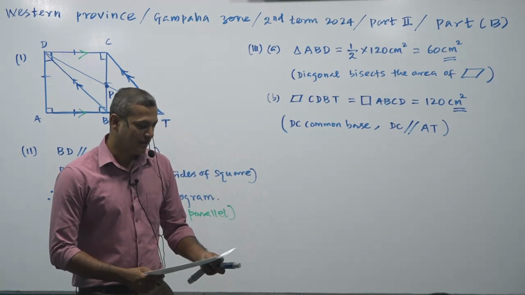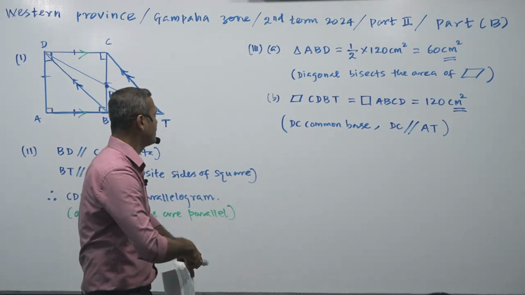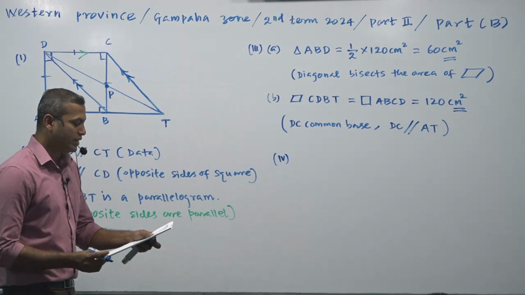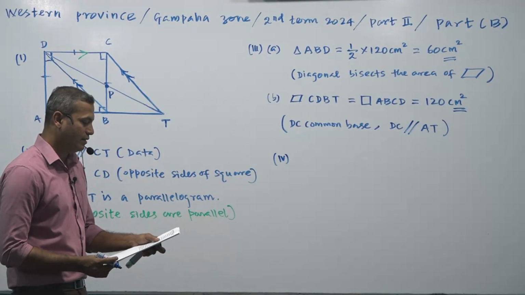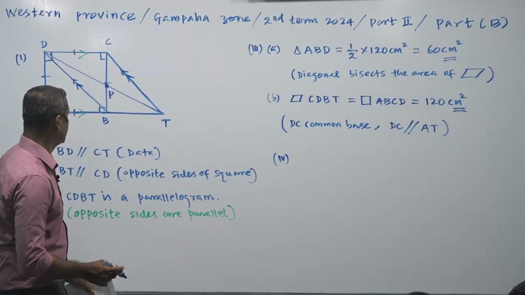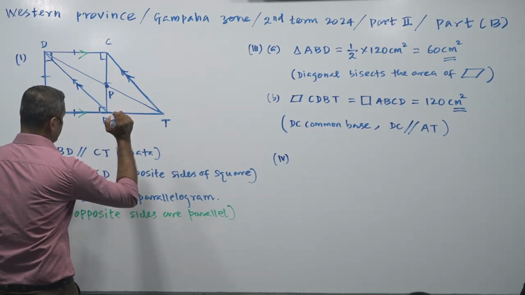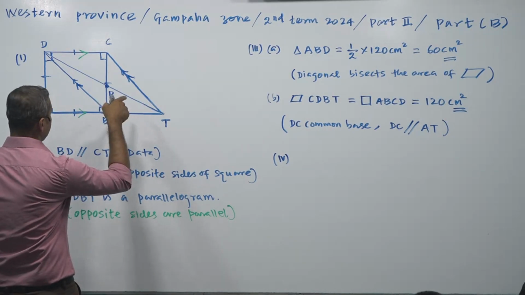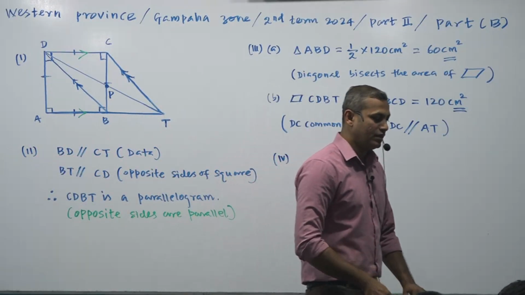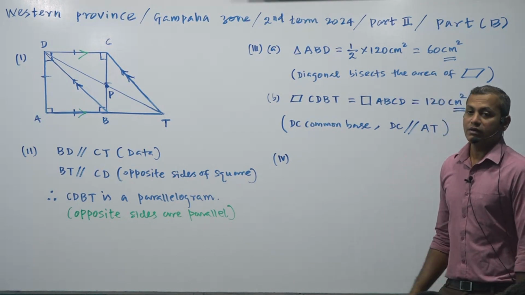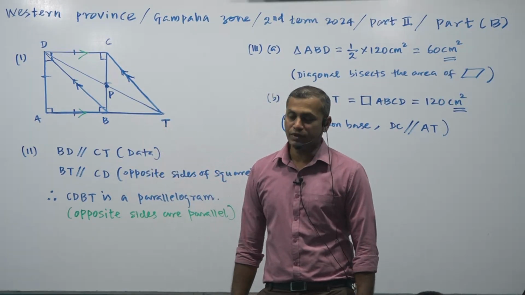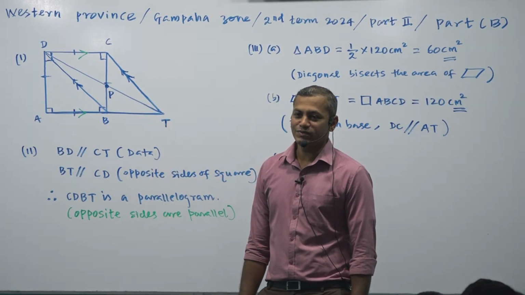Right. Then the fourth one. Show that the area of triangles BDP and CTP are equal. You can try in different methods. The simplest method is to use what? The area of the triangles with the same base and within the same pair of parallel lines are equal. Yes or no? I am going to use the same theorem.